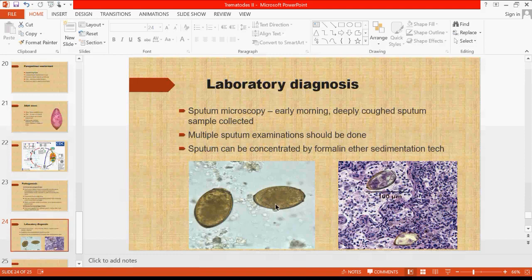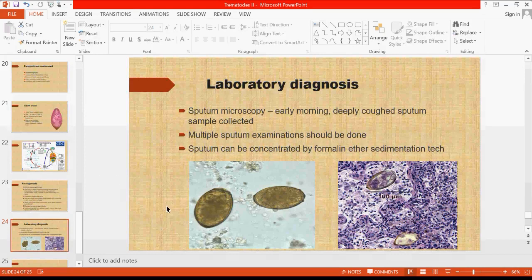This is the sputum of the patient collected for examination under the microscope. Multiple sputum examinations should be done, at least 5 to 10 specimens. Only one sputum examination which comes negative will not give you a particular idea. So you need to examine at least 5 to 10 such early morning sputum samples, every day, to see the positivity. And when it reaches the lab, you have to do the formalin ether sedimentation technique, so that even if only 2-3 scanty eggs are there, they get sedimented easily, and the positivity rate will be higher in such cases.